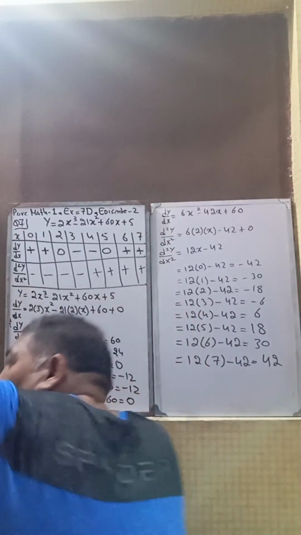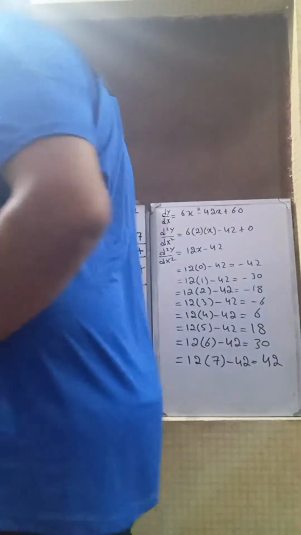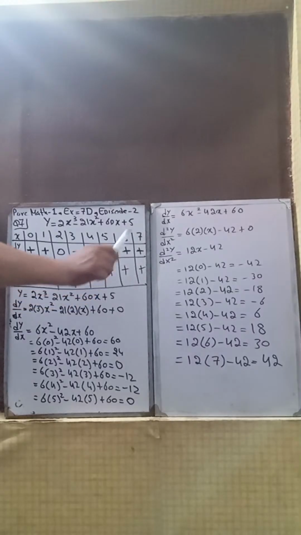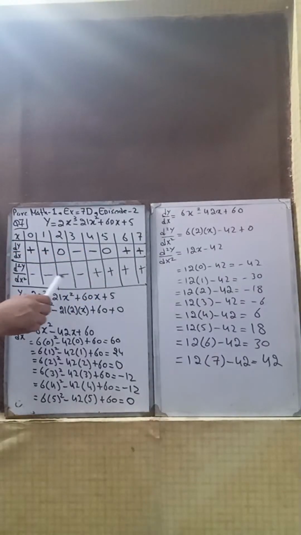So this is how you do question number 7. This is question number 7, and I am checking against the answers given in the book. Positive, positive, positive, 0, negative, negative, 0, positive, positive, negative, negative, negative, negative, positive, positive, positive, positive. 4 positives. Okay, so the answers are good.